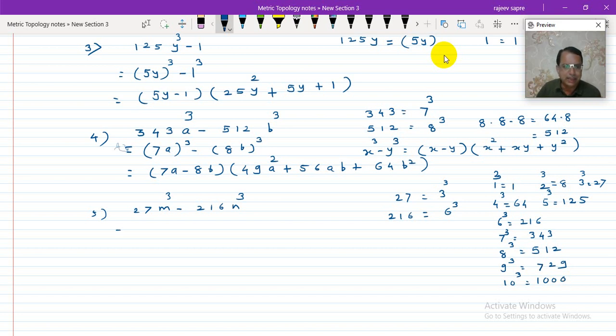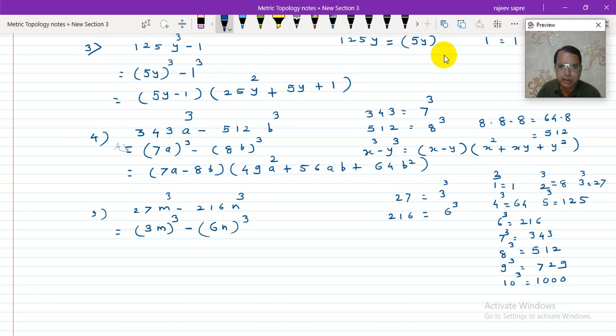Okay, so now 27m cube you can write as 3m bracket cube. Whenever you have to calculate 3m bracket cube, generally we forget to take the cube of 3. What is actually 3m cube? It is 3m into 3m into 3m. So 3 also we have to take into consideration. So it will be 3 cube m cube. Similarly, 216 we have said it is 6 cube. So 216 n cube you can write as 6n bracket raised to 3.